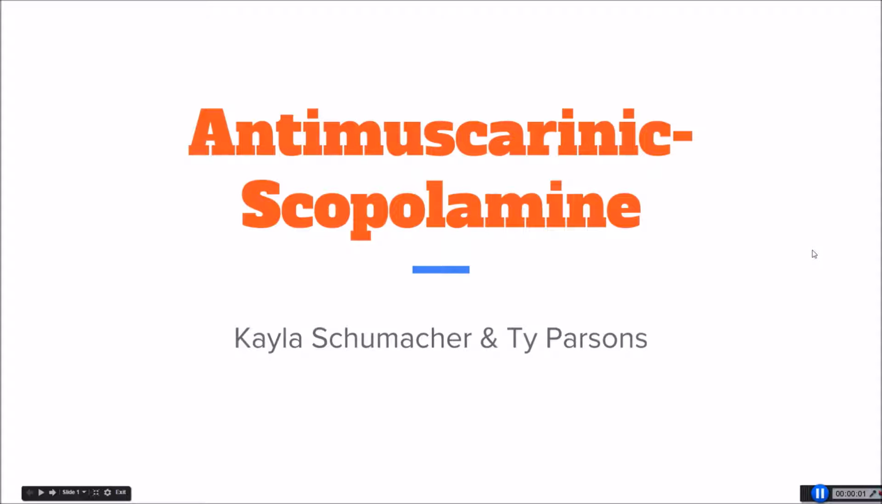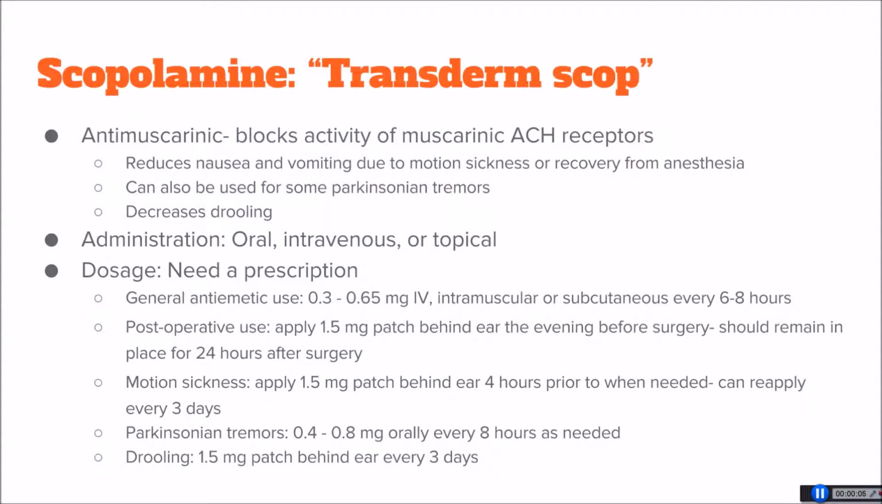So today we're going to be talking about an antimuscarinic called scopolamine. Scopolamine is also known as Transderm Scop, and it is an antimuscarinic that blocks the activity of the muscarinic ACh receptors. And it's mainly used to reduce nausea and vomiting due to motion sickness or recovery from anesthesia. But it can also be used for some Parkinsonian tremors, and it also can decrease drooling in some instances.